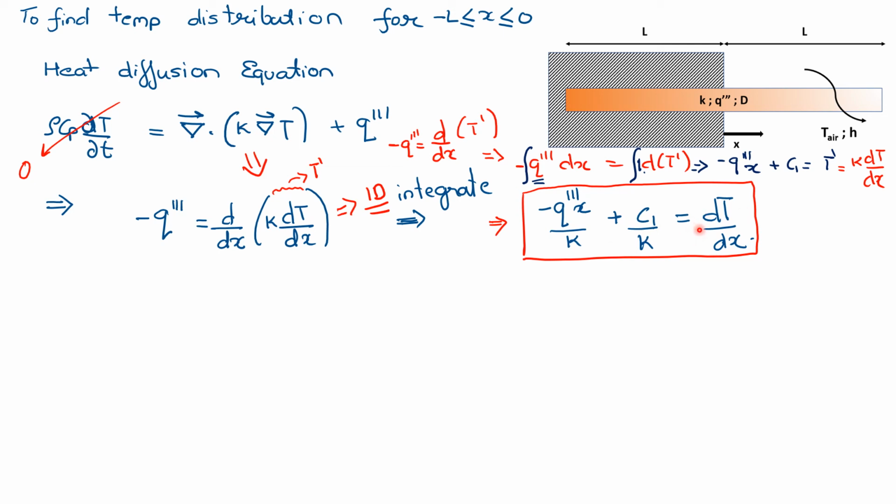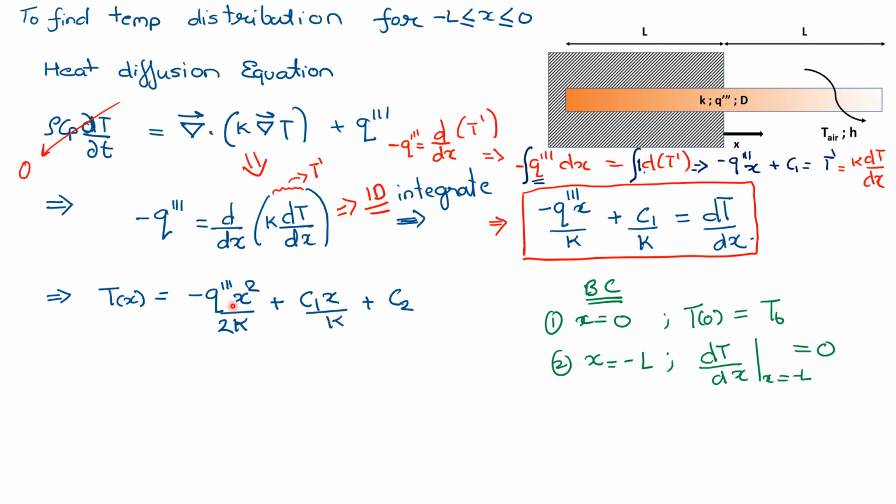But now in this case we need to find what the temperature distribution is. So we want T of x. So we need to integrate this equation once more. And on integrating this equation once more, we get T of x equals minus q triple prime. Integration of x with respect to dx is x square by 2, plus integration of a constant is just x, and we'll have another constant of integration, that is c2.